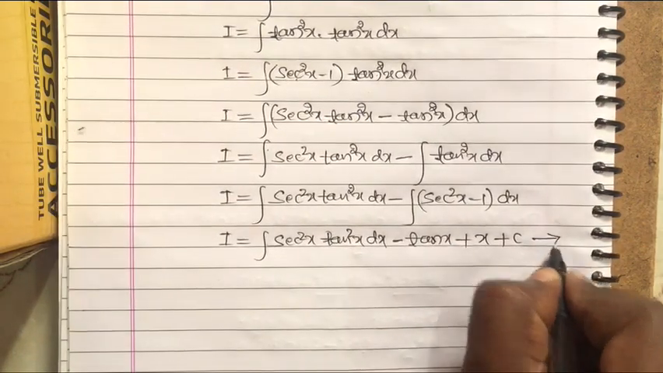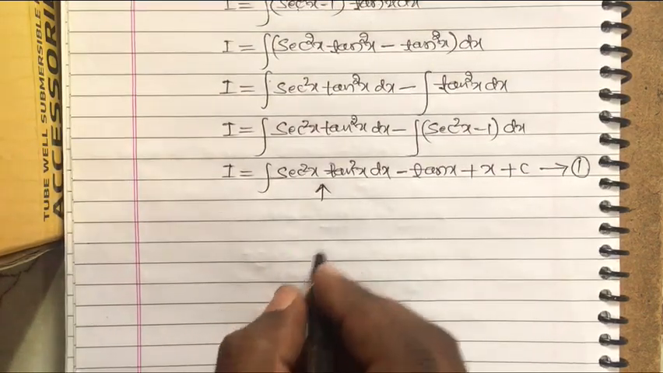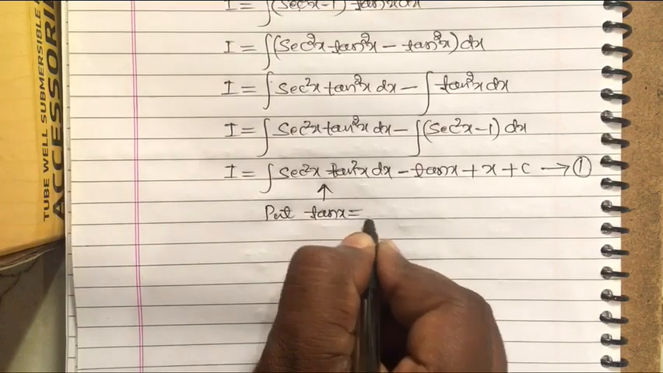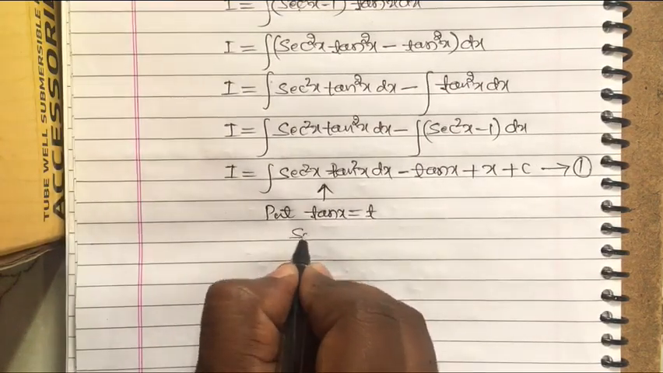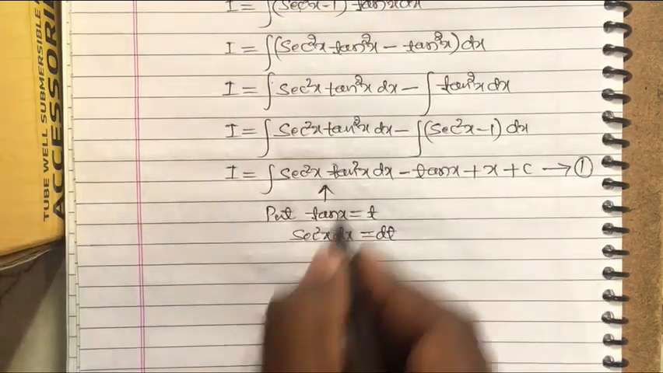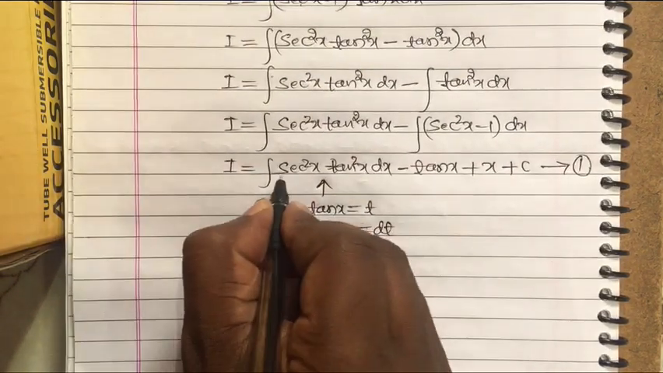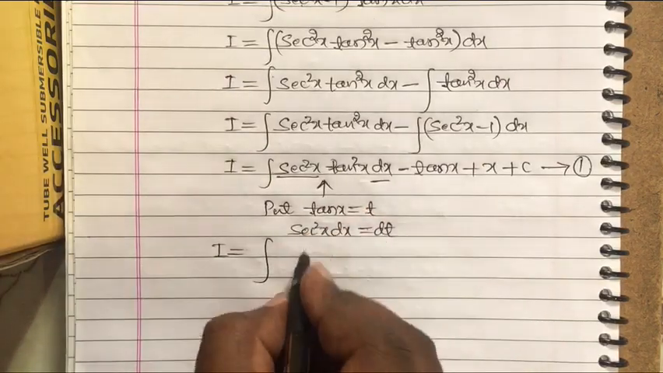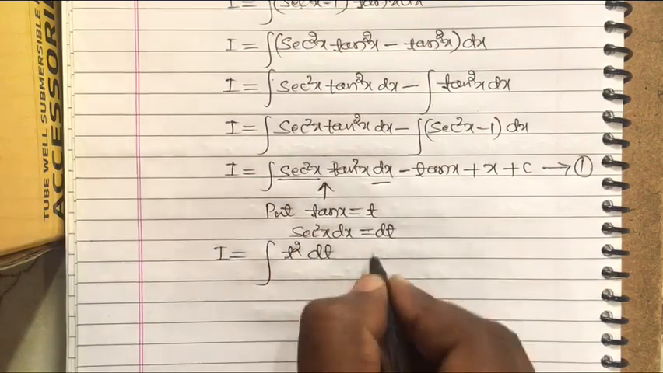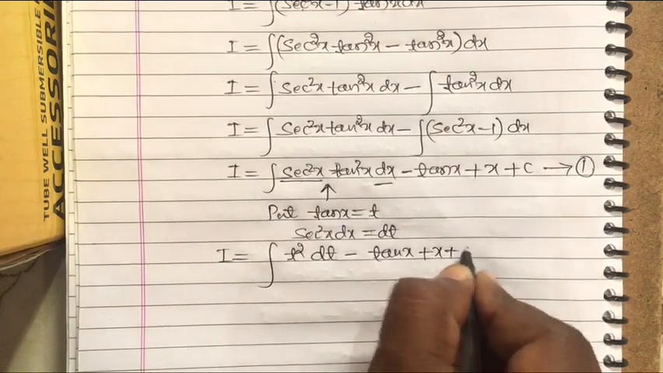Call this equation number one. Now in this integral we have to go for the substitution. Put tan x equal to t, then differentiate both sides: secant square x dx equals dt. So I rewrite this integral: I equals integral of secant square x dx will be dt, and tan x is t. It becomes integral of t square dt minus tan x plus x plus c.